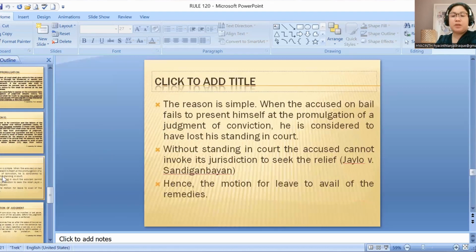The reason is simple. When the accused on bail fails to present himself at the promulgation of a judgment of conviction, he is considered to have lost his standing in court. Without standing in court, the accused cannot invoke the jurisdiction to seek the relief. Hence, the motion for leave to avail of the remedies. So that is your remedy.